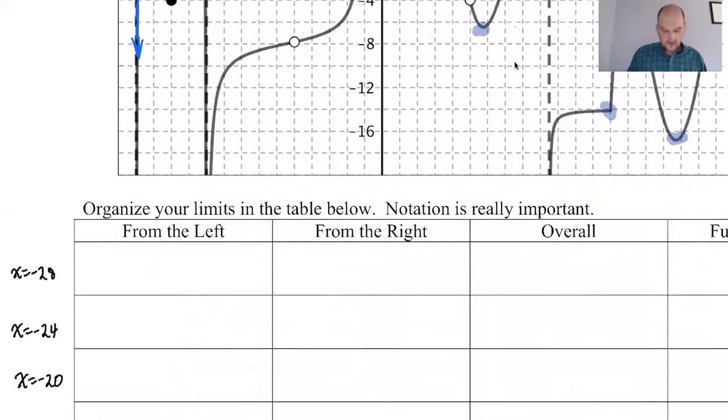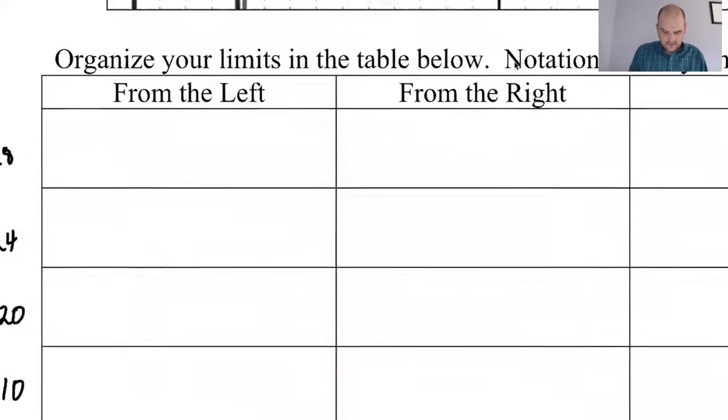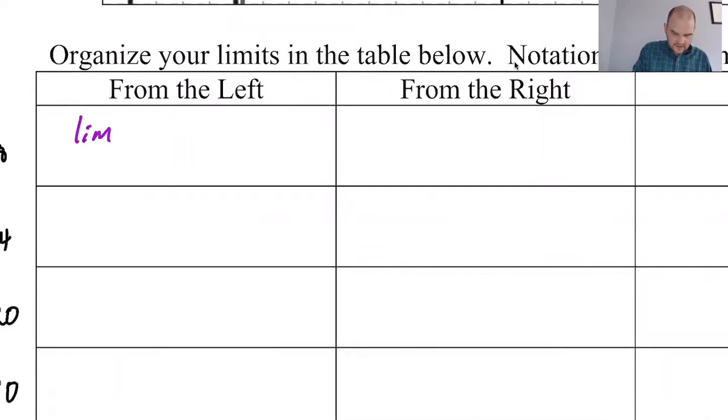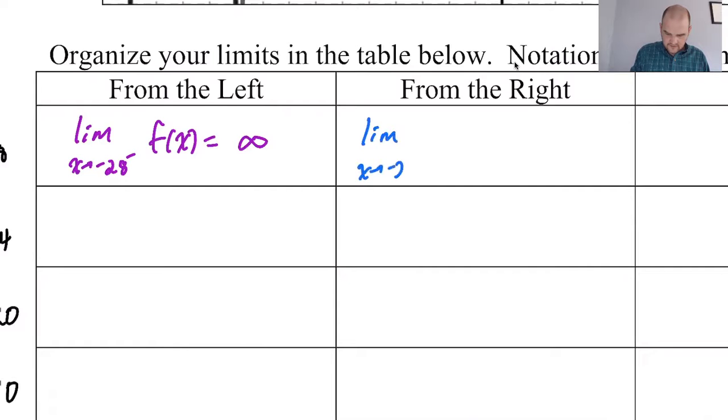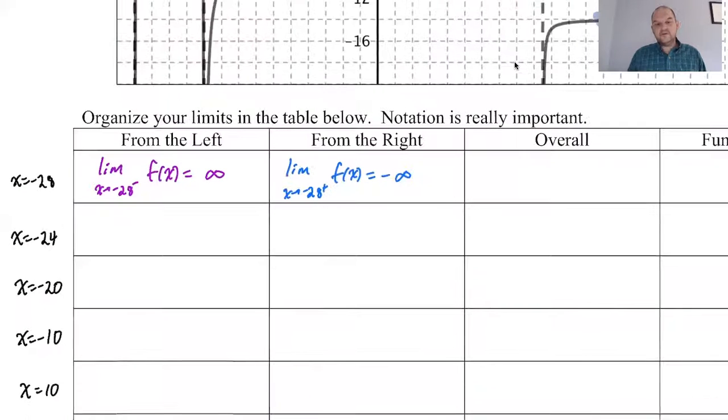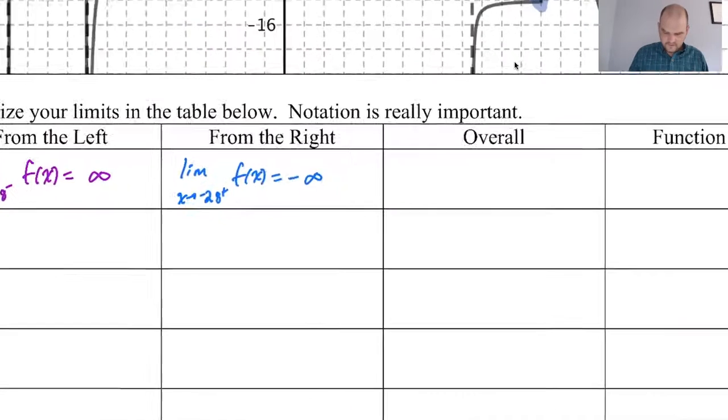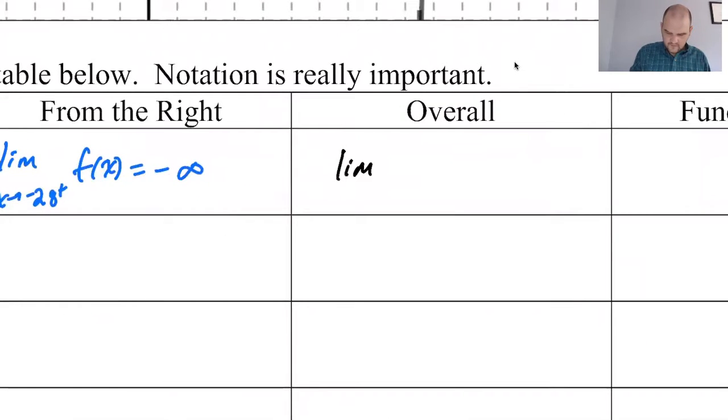The limit as x approaches... Oh, and now we have to correctly write it out. So that's good. The limit as x approaches negative 28 from the left of f of x is infinity. And then we also said the limit as x approaches negative 28 from the right of f of x is negative infinity. All right, so if the limit from the left doesn't equal the limit from the right, then the limit does not exist. So I'm going to write the limit as x approaches negative 28 of f of x.